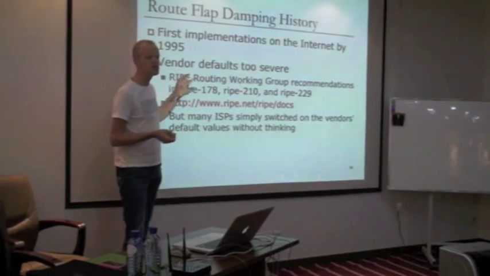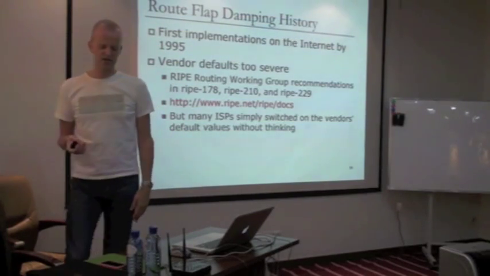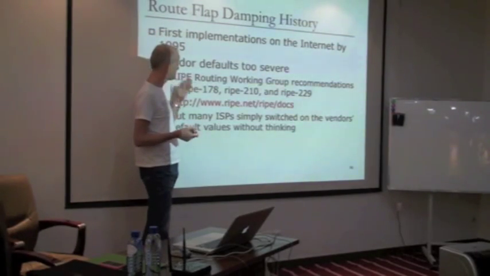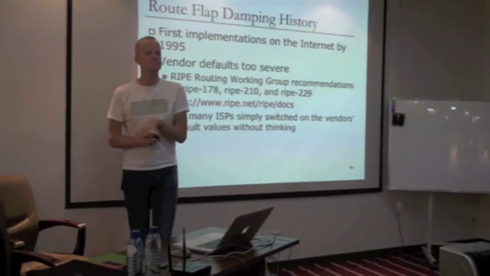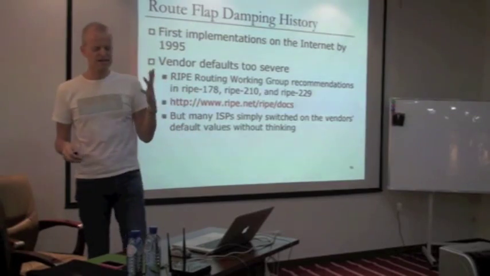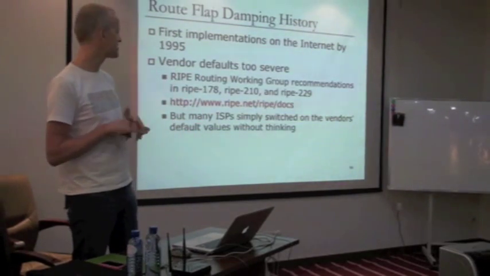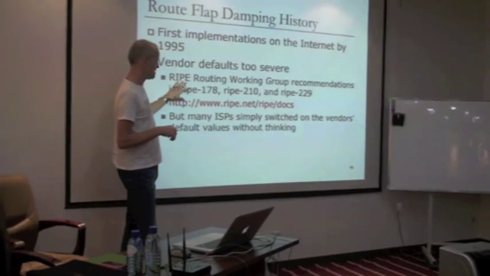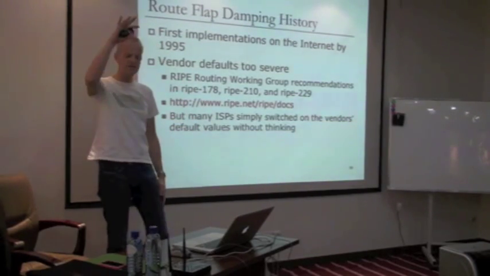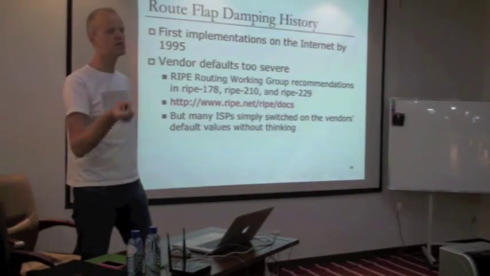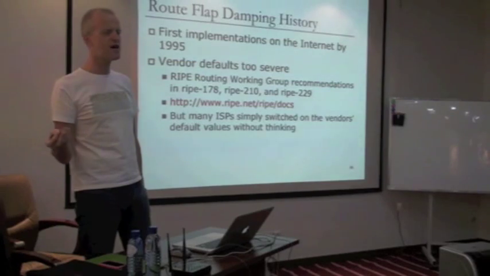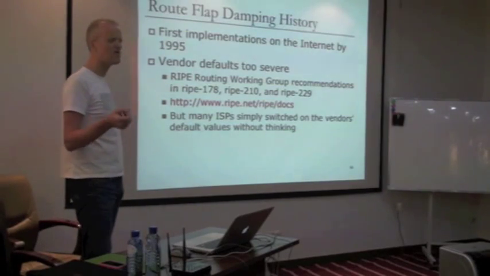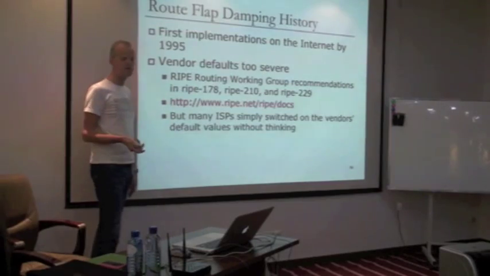The RIPE Routing Working Group, the working group on routing in the European Internet organization RIPE, made recommendations in various documents about what flap damping values should be used, to try and lessen the impact on, say, critical infrastructure like the root name servers. That's really what all the efforts were. But the problem is that many ISPs switched on the vendor default. They looked at the vendor manual, it said you've got to do flap damping, so they switched it on. So Cisco: three times, gone for an hour. Juniper: twice, gone for half an hour. That wasn't any better. The vendor defaults were too tough, and many people were just switching it on.